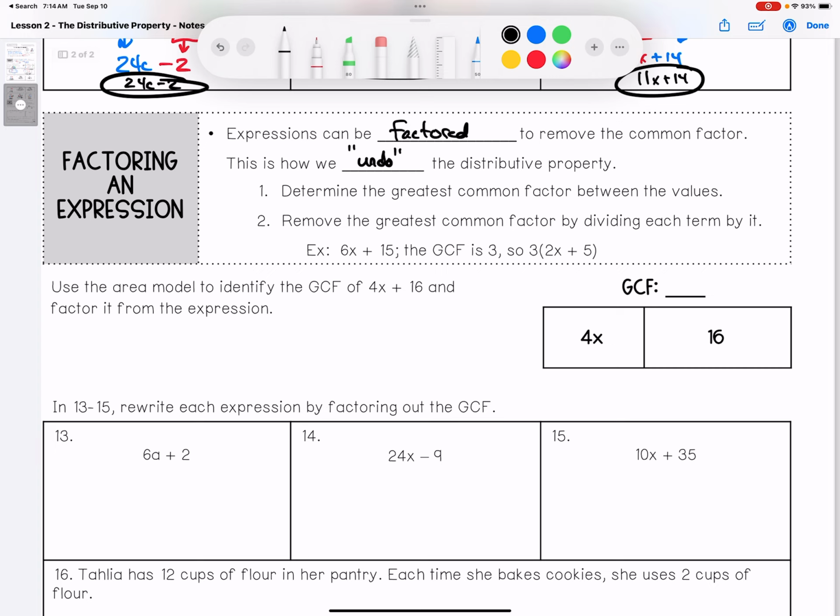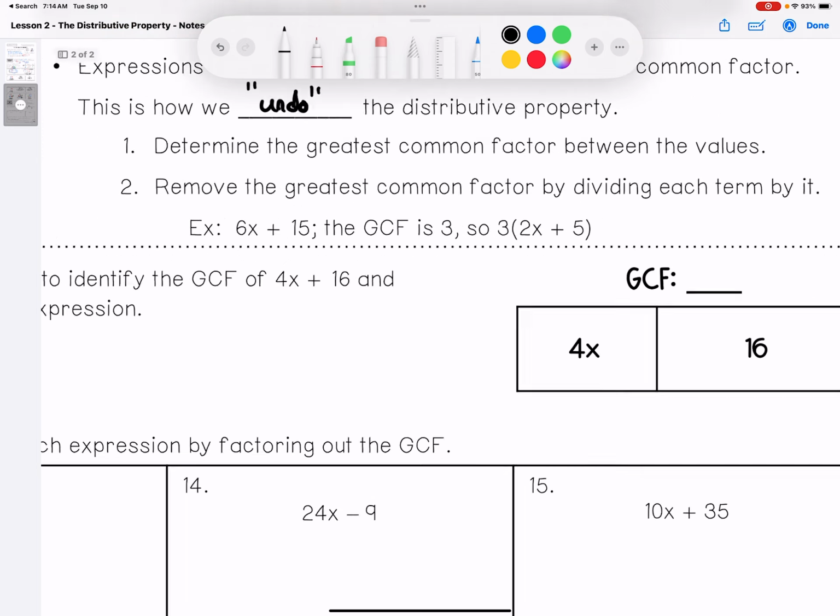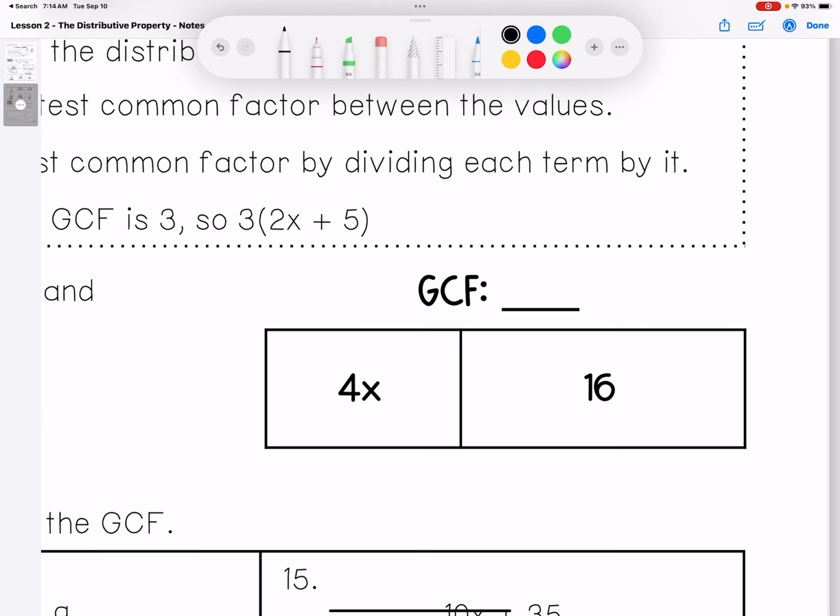All right, use the area model below, which is this box looking stuff over here, to identify the greatest common factor of 4x plus 16 and factor from the expression. All right, what is the largest number that will go into both of those? I know that 1 will go into both of those because 1 goes into everything. I know that 2 will go into both of those because 2 times 2 is 4 and 2 times 8 is 16. I also know that 4 will go into both of those because 4 will go into 4 and make it 1, right? And 4 will go into 16 and make it 4. So the greatest common factor is 4 because that is the largest number that will divide into both of those.